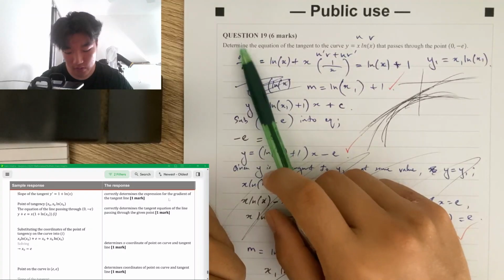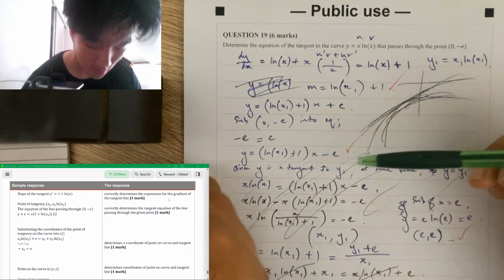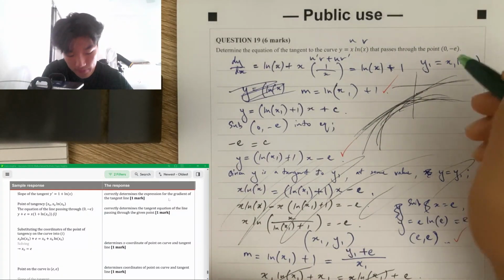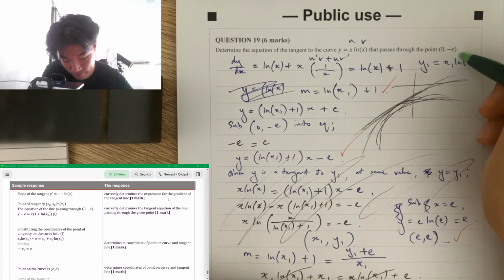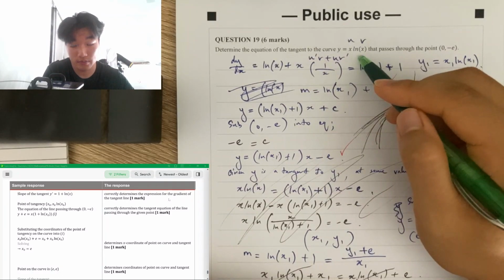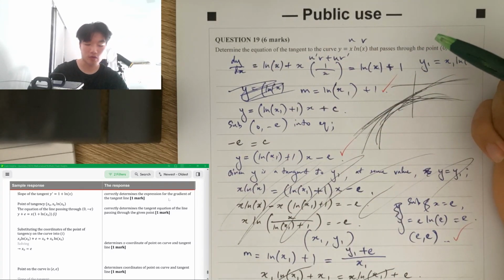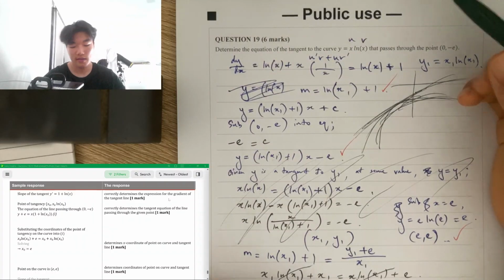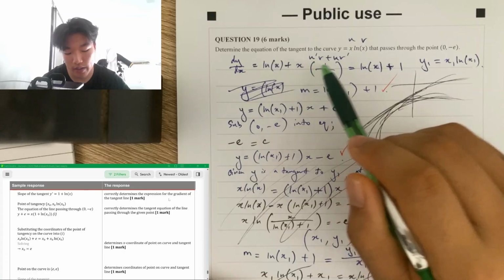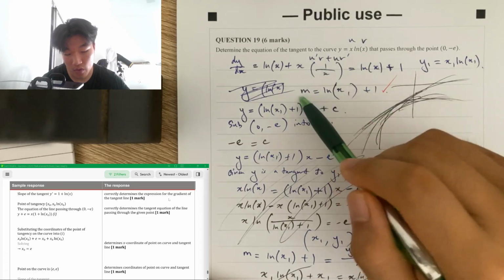Determine the equation, so this is the question, determine the equation of the tangent to the curve y equals x ln of x. It passes through the point 0, negative e. Yeah? Passes through to this point. Okay, so this point is common in both the tangent and the function. That's something we need to consider. Okay, first, how do we find the gradient of a tangent in any case? We find the derivative of the curve and then we work out the derivative at the point of intersection.